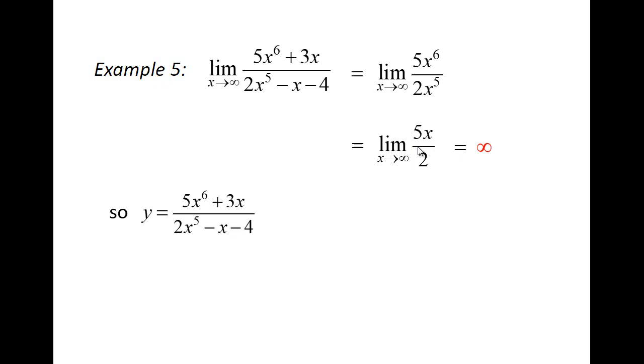So what we have is that this function has no horizontal asymptote because when you take the limit at infinity, it doesn't approach a real number. If it approached a real number, then we would have a horizontal asymptote.